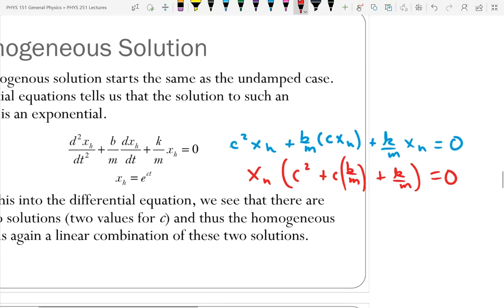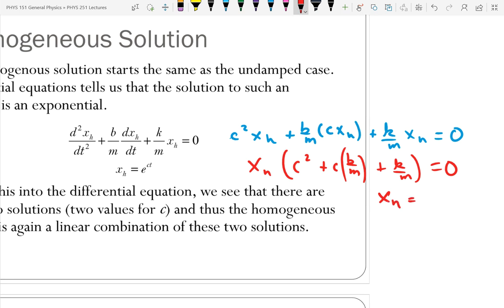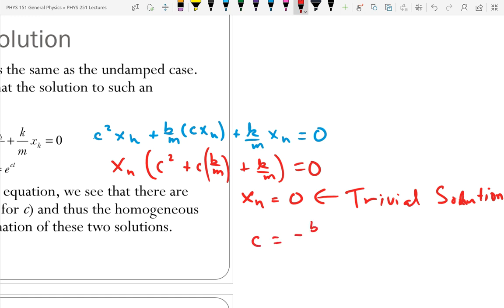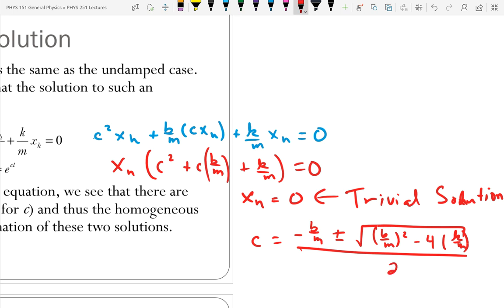I wonder if he'll let me get away with the first one. What does x have to be to make this true? 0. Well, that's our trivial solution. And so, no, I'm not going to let you get away with that. And so we take the second one and we solve for c exactly like Gila said. So for the second one, c is equal to negative b over m plus or minus the square root of (b over m) squared minus 4 times 1 times k over m, all over 2.